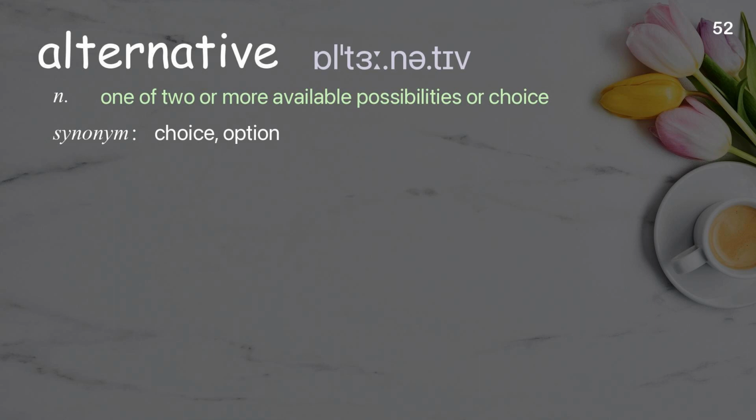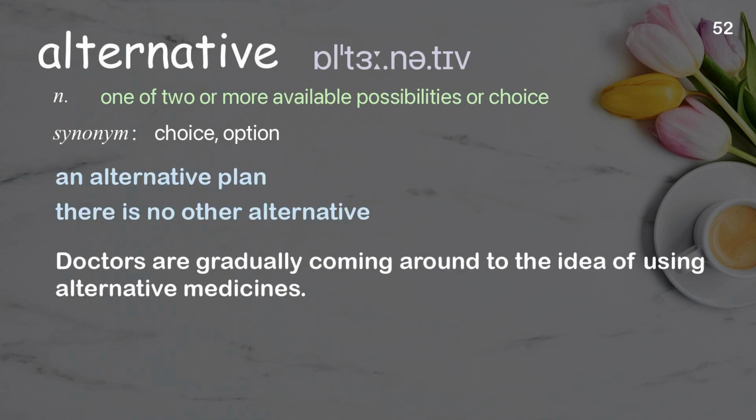Alternative. One of two or more available possibilities or choices. Examples. An alternative plan. There is no other alternative. Doctors are gradually coming around to the idea of using alternative medicines.